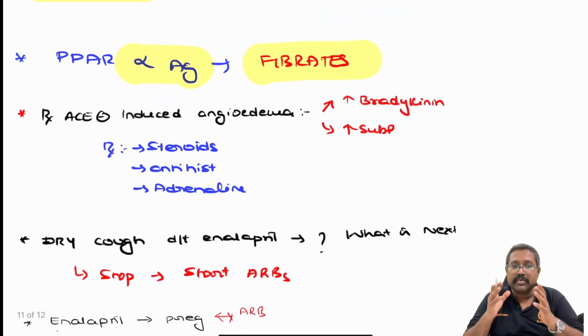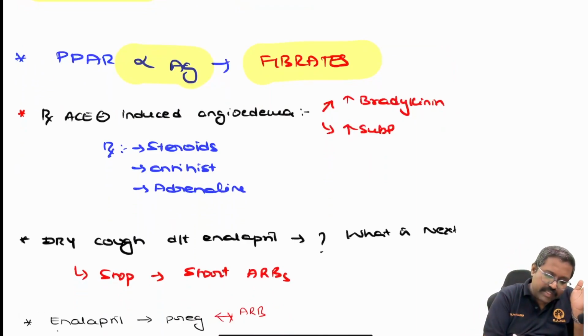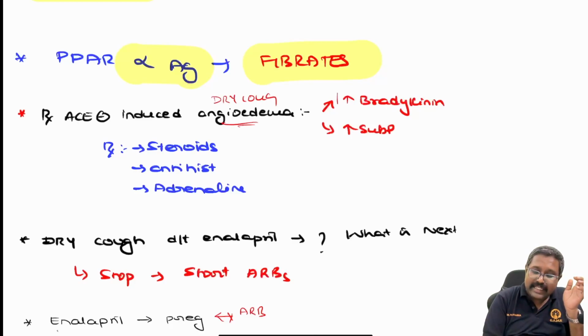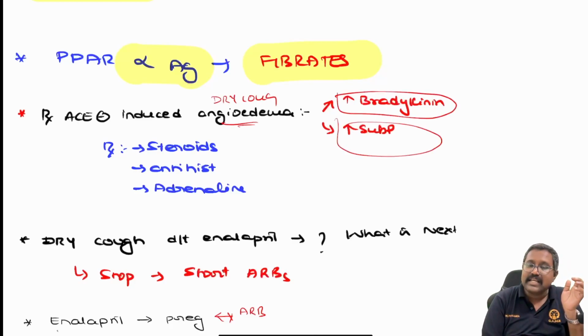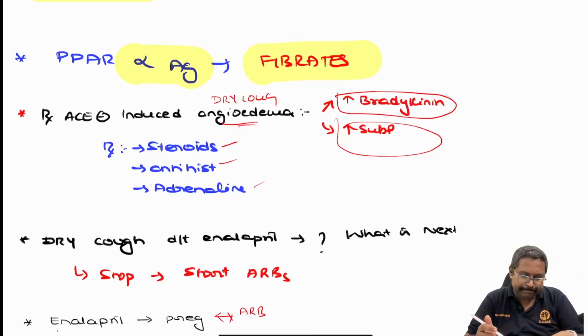Which is responsible for the dry cough induced by ACE inhibitors? Dry cough as well as angioedema. You can remember that dry cough and angioedema are mainly due to the increase in bradykinin levels as well as the increase in substance P. To treat this, you can go with corticosteroids initially. To treat the allergic condition, you can go with an antihistaminic, and finally you can give a very basic, very important drug, that is adrenaline.